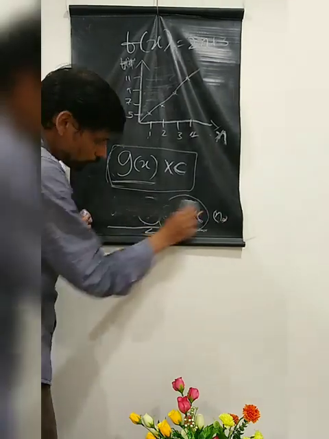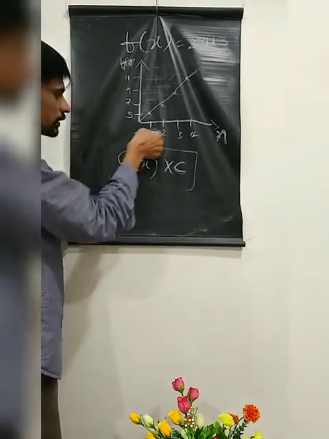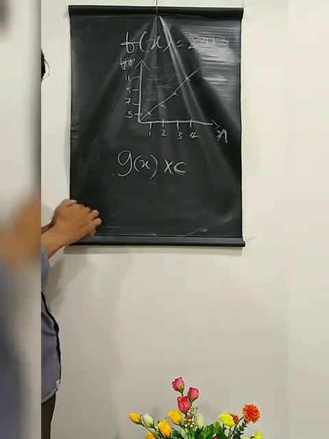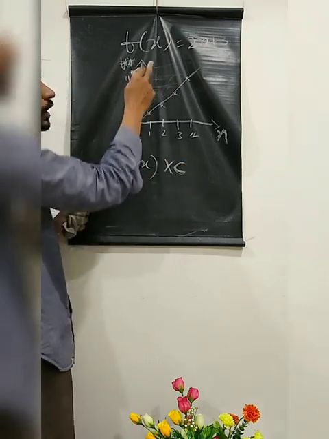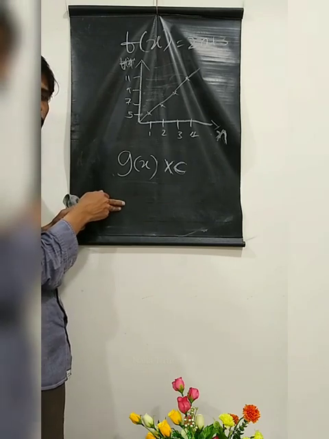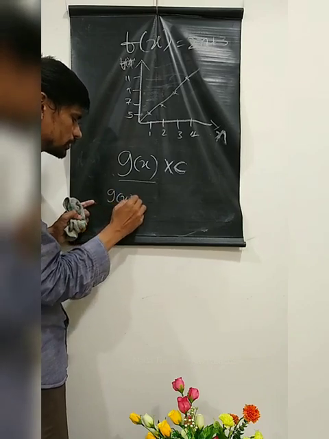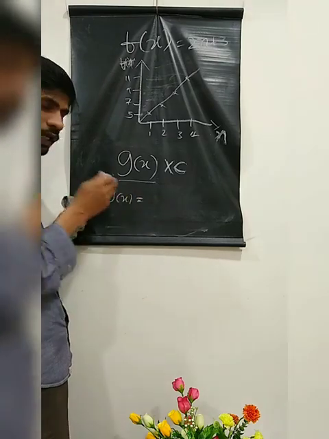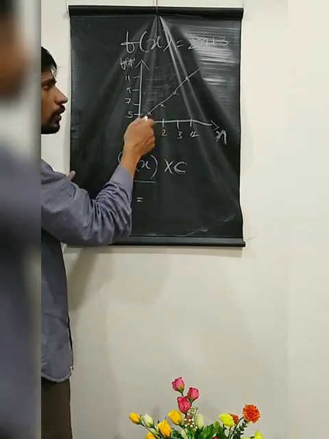Before going further, we will try to find another function g(x), such that g(x) multiplied by some constant satisfies this. We need to find g(x) first. For example, this is my f(x), and I want to find a function that always stays below my graph.